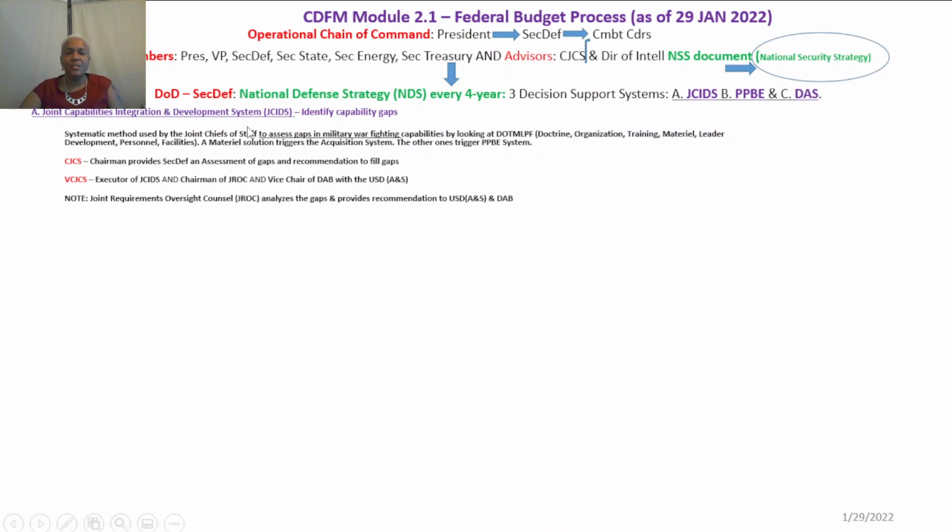In the JCIDS process, a bunch of analysis is done, war gaming for lack of a better word, on behalf of the warfighter. Joint means representatives from Army, Navy, Air Force, Marines, and all the services participate in the JCIDS process to identify capability gaps. It's a systematic method used by the Joint Chiefs of Staff to assess the gaps in military warfighting capabilities. And how do they do that? They look at DOTMLPF. What that means is they look at the different areas.